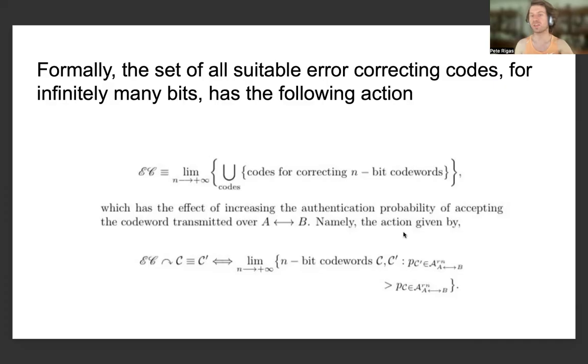This has the effect of increasing the authentication probability of accepting a code word that's being transmitted over Alice and Bob's shared quantum channel. Namely, the action of the suitable class of error correcting codes on some code word C is equal to another code word C prime if and only if, in the presence of infinitely many bits as little n tends to positive infinity, for the n-bit code words C and C prime, the probability of accepting C prime into the authenticated set of Alice and Bob's quantum channel is strictly larger than the probability of accepting the original code word before we implement the error correction code, which can potentially detect bit flips or phase errors. That is larger than the probability that it was going to be accepted into Alice and Bob's authenticated set over their shared quantum channel originally.